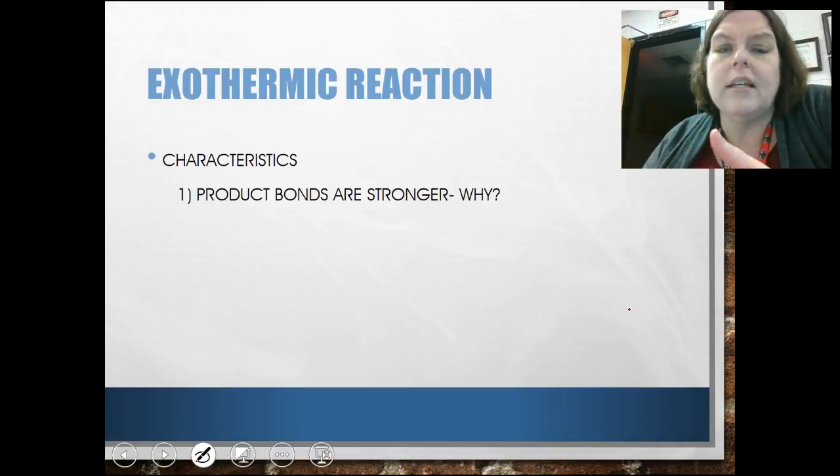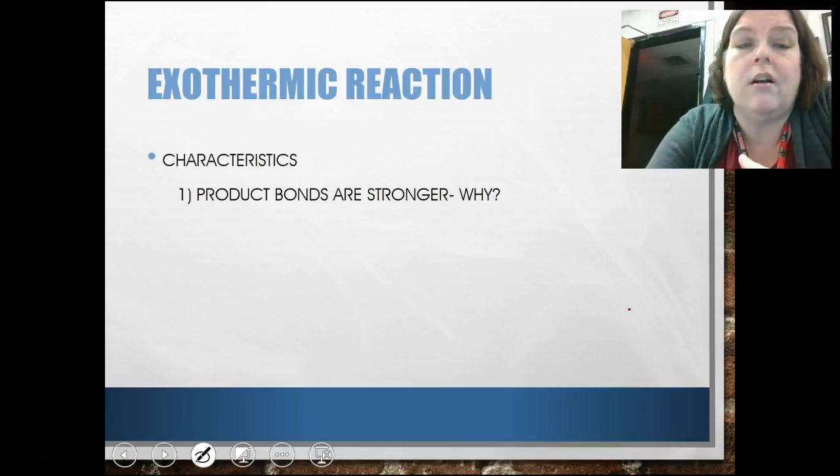So why is it considered that the product bonds are stronger here? Well, it's really not a hard thing.